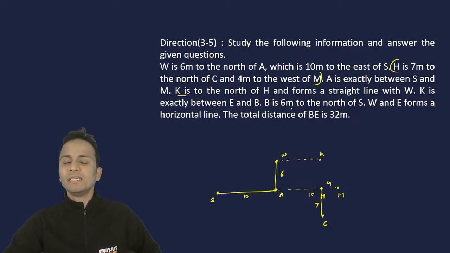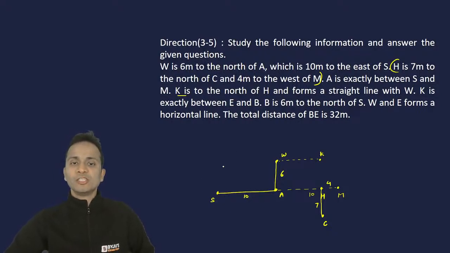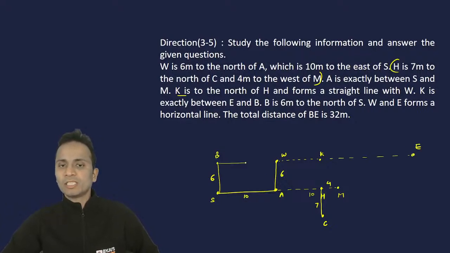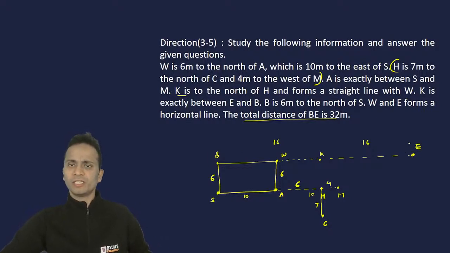Let's leave it. Now B is 6 meters to the north of S. B will come here, 6 meters. Now I can draw the position of E. K is exactly between E and B, so E should be somewhere here. The distance between K and B is 10 plus 6, that is 16, so this distance should also be 16. The total distance between B and E is already given as 32, which is great.